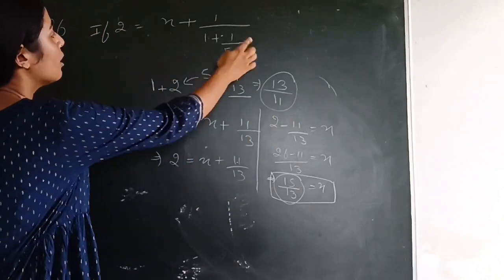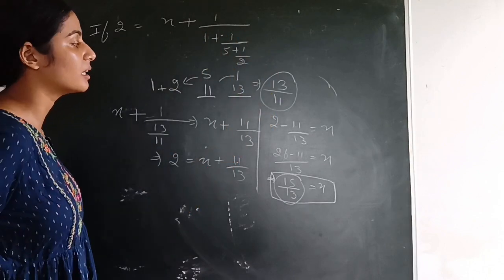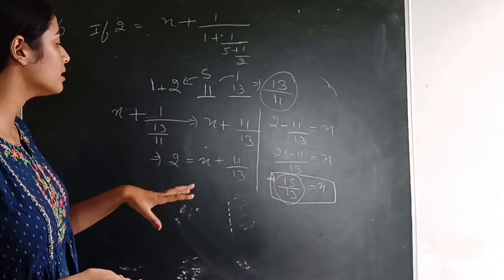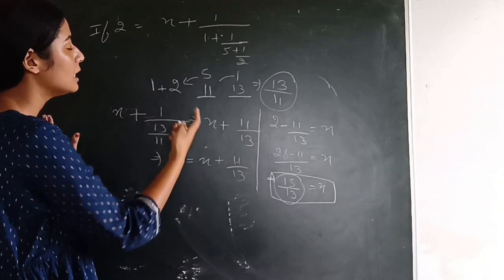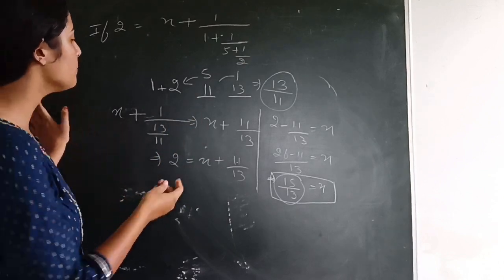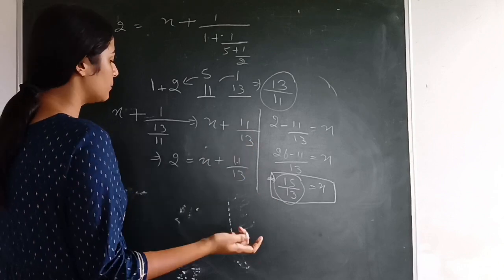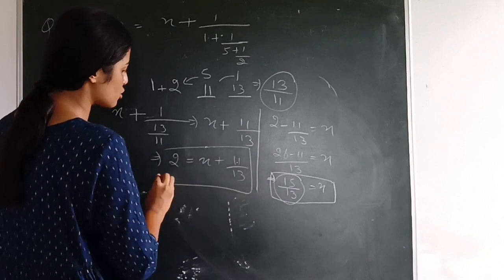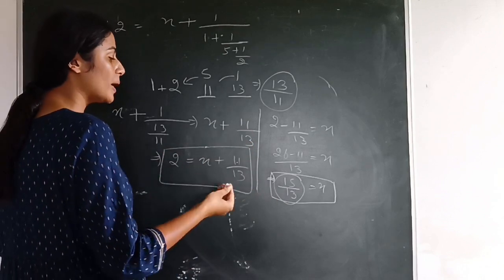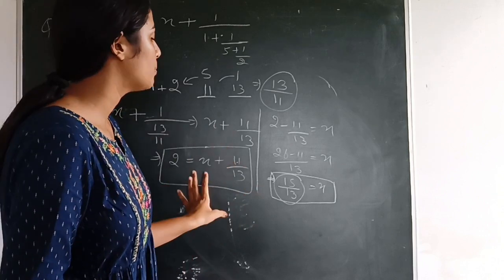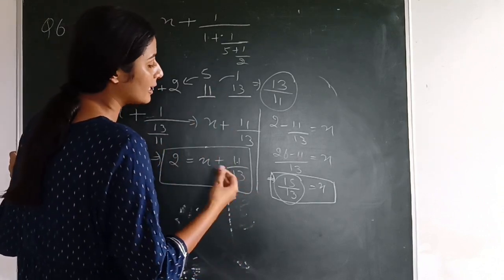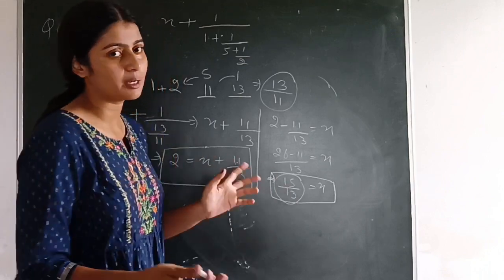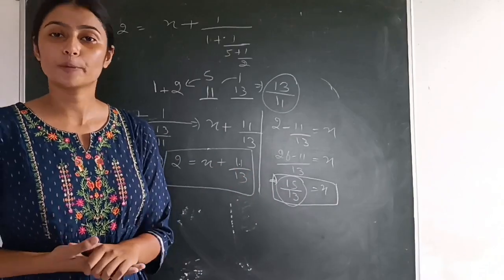Now we will put the value of this whole that we got, 13 by 11, and calculate the x. X plus 1 by 13 by 11, we will multiply the denominator with numerator, and we got x plus 11 by 13. So this was the equation that we have to find out. 2 is equal to x plus 11 by 13. So by doing the process of calculating this, we got the answer, that is 15 by 13.